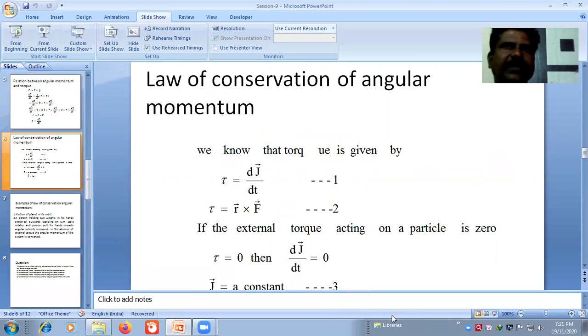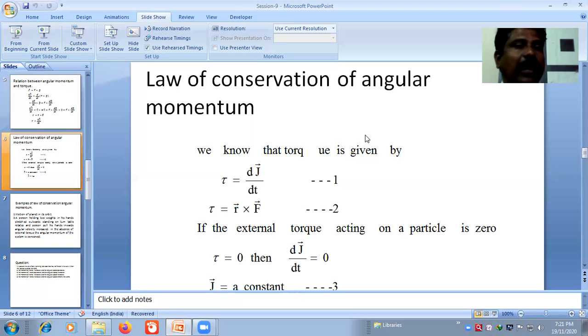Now let us discuss another important concept in conservation laws, the law of conservation of angular momentum. In our previous sessions, in the beginning of the chapters, I stated the law of conservation of linear momentum. That states that in the absence of any external force, the total linear momentum of the system remains constant. It is conserved. This is the statement of the law of conservation of linear momentum.